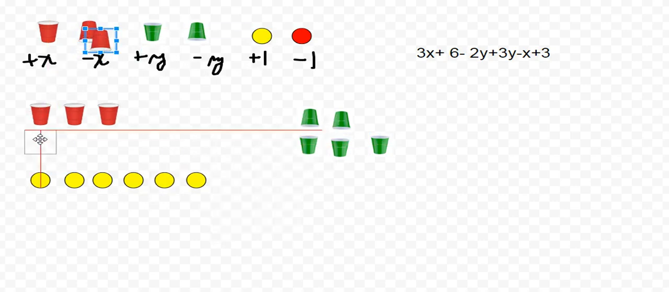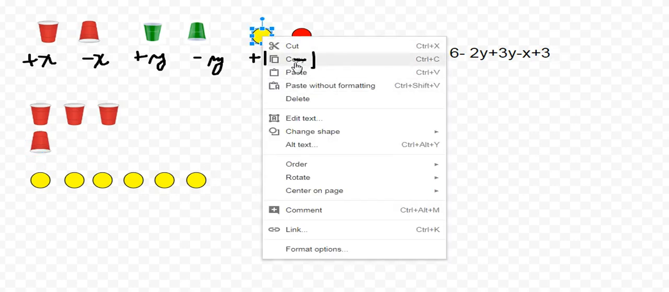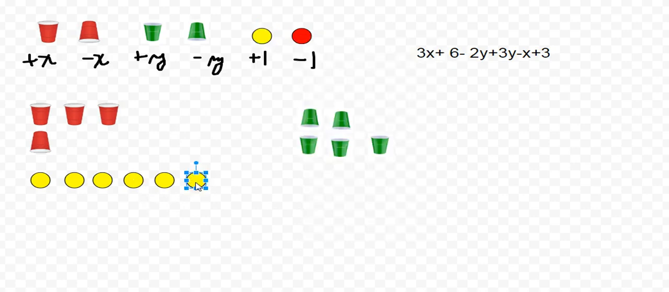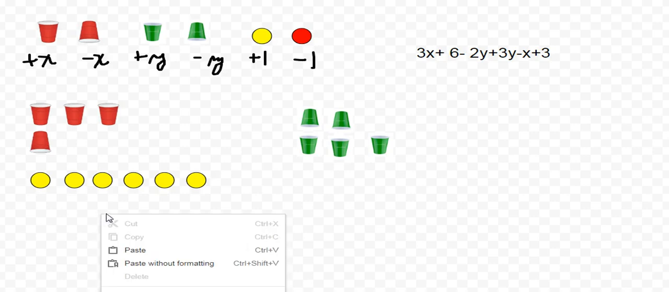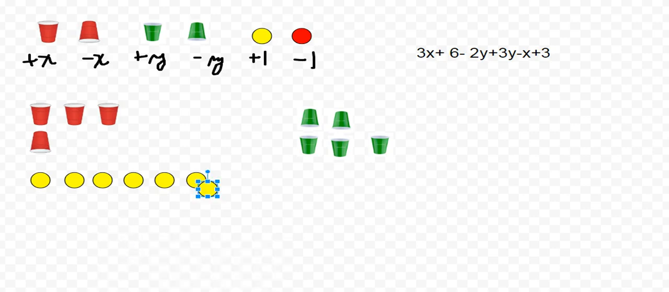Okay. That's going to go right there. And now I need plus 3. So I need 3 more yellow chips. Let's copy one of these. Copy. 1, 2, 3. Okay. So now let's take a look at what 0 pairs we can cancel out.